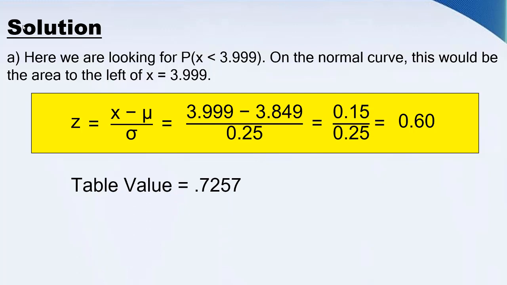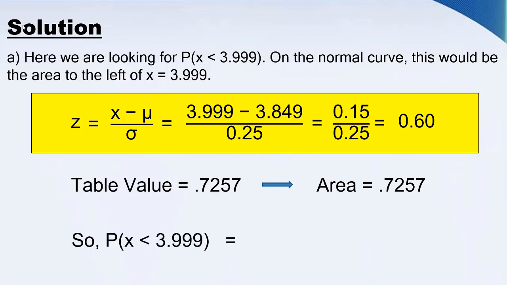I'm going to take this z-score and find its table value. So the table value for this z-score of 0.60 is 0.7257. That's the area to the left. And since that's the area to the left, then if I'm finding the probability that x is less than 3.999, that's the probability that z is less than 0.60, which is this area, 0.7257. So that's the answer to part A.